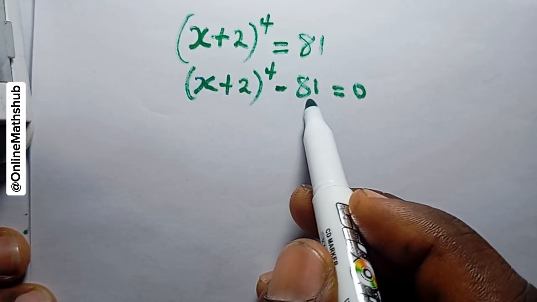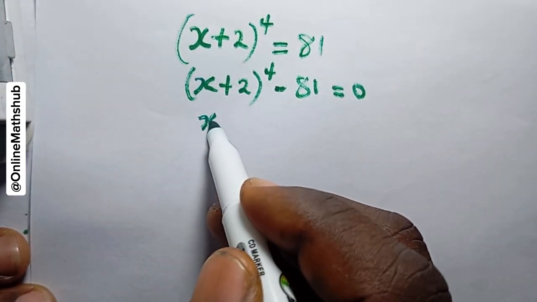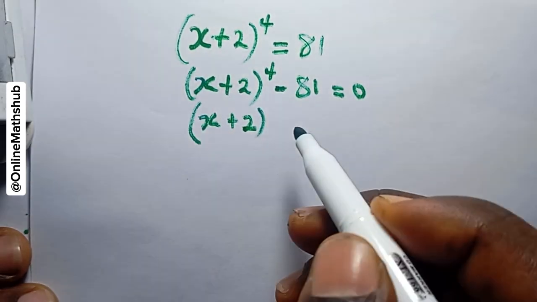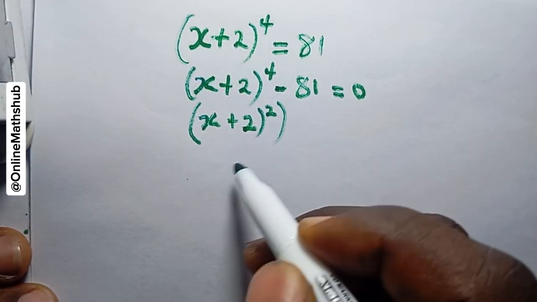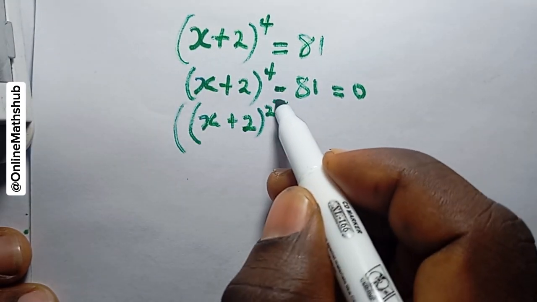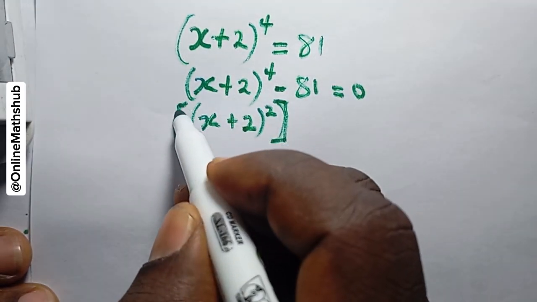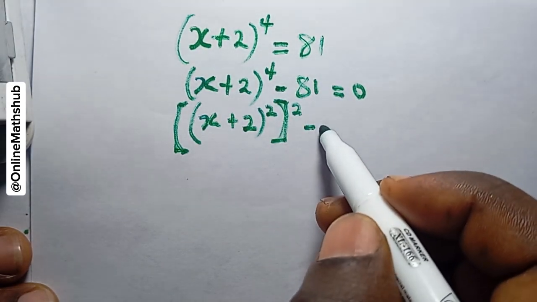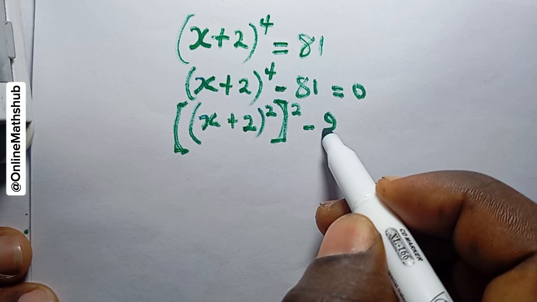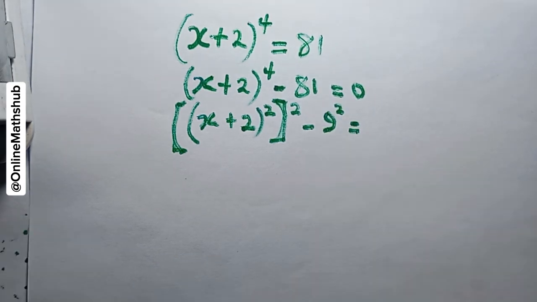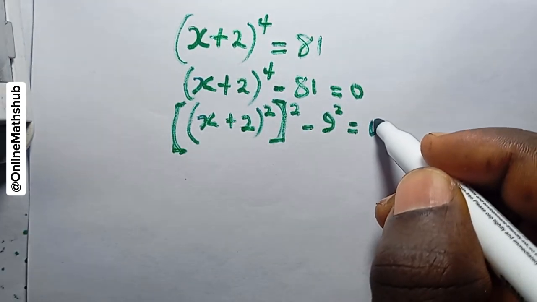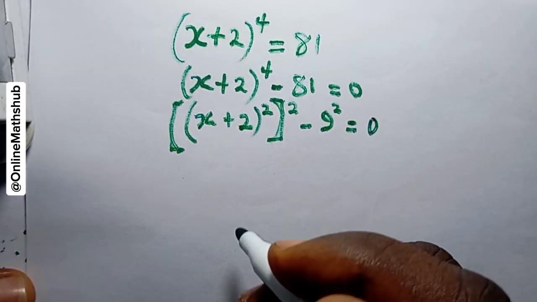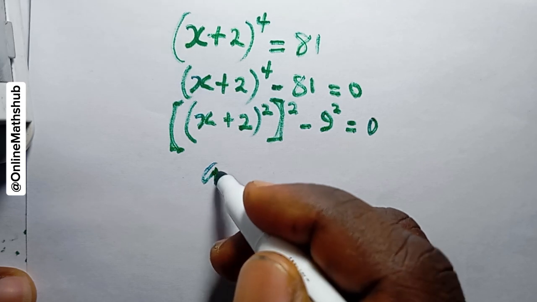Okay, so next I'm actually going to rewrite this (x + 2)^4 as ((x + 2)^2)^2, so let me put this in a bracket, and then I can also write this 81 here as 9^2. So the idea is I actually want to convert that to a perfect square so that I can find it easier to simplify.